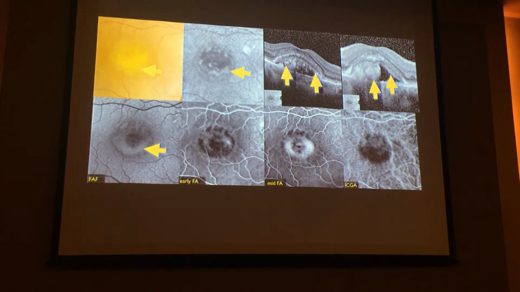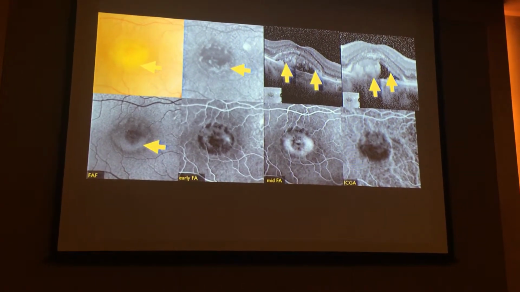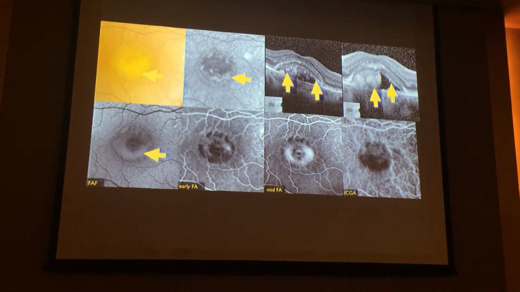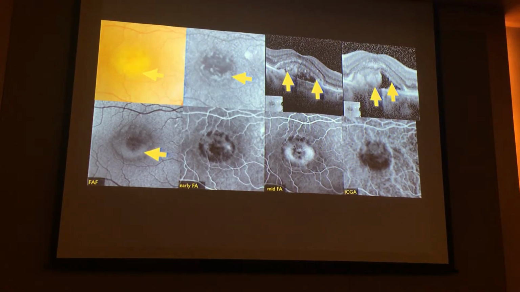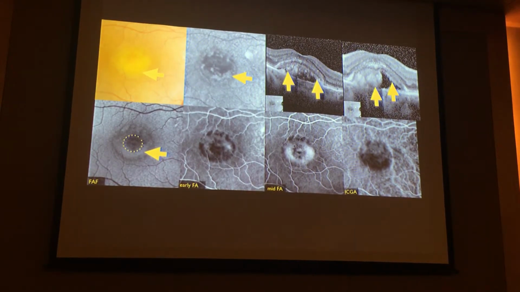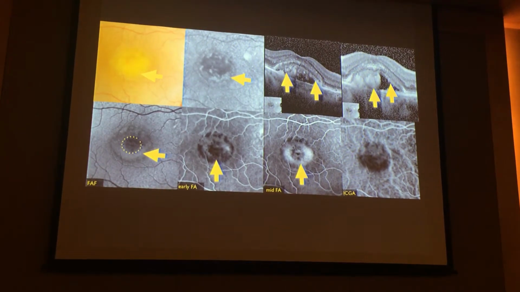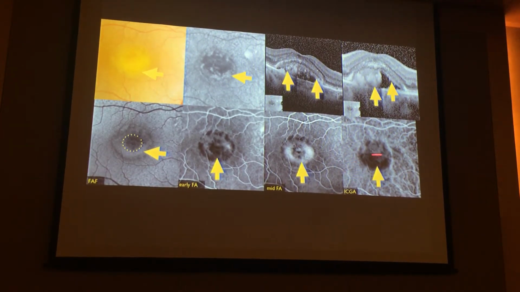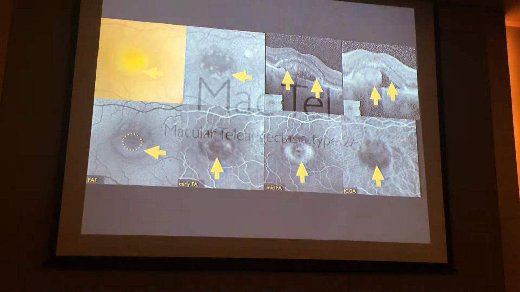Fluorescein is important because you actually get the information, but you have to consider there are phases of the fluorescence. You cannot get one single image. So if you look here, you see that the material is hypofluorescent and then becomes hyperfluorescent in the mid phase. ICG is always masking, so it's always dark in that area. You will not see an increased fluorescence.